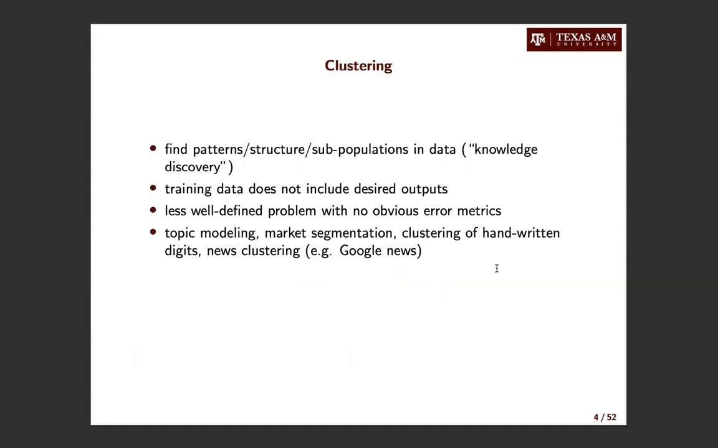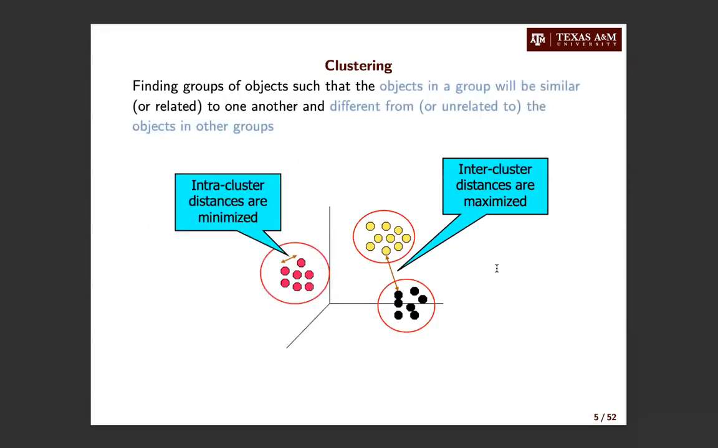So clustering is effective when we do not have labels about our data, and therefore we have a less well-defined problem that results in no obvious error metrics. Applications that involve clustering in real life include topic modeling, for example, when we would like to cluster news articles based on their topics, market segmentation, or even clustering of images such as handwritten digits.